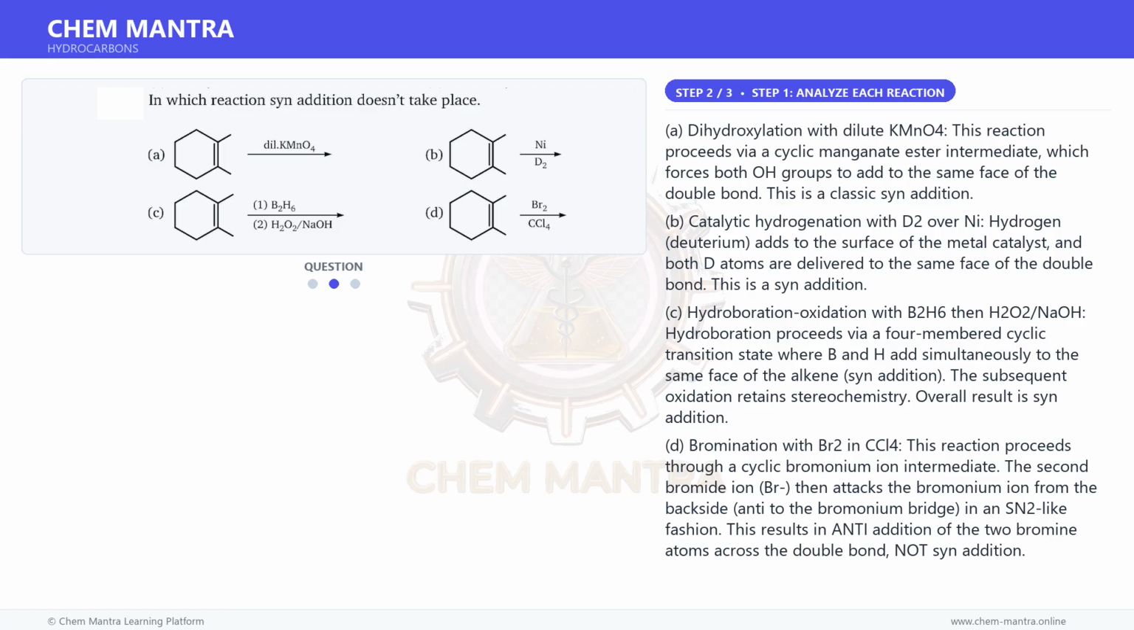D. Bromination with Br2 in CCl4. This reaction proceeds through a cyclic bromonium ion intermediate. The second bromide ion, Br-, then attacks the bromonium ion from the backside, anti to the bromonium bridge, in an SN2-like fashion. This results in anti-addition of the two bromine atoms across the double bond, not syn addition.